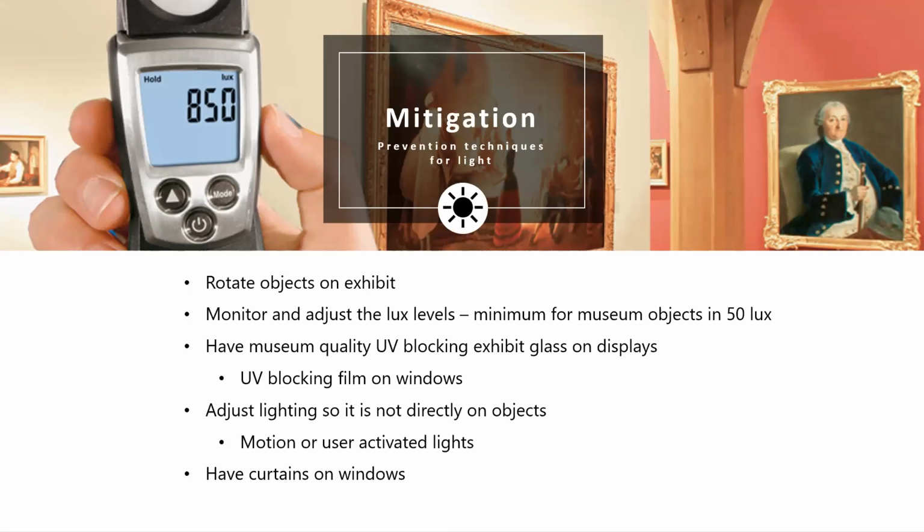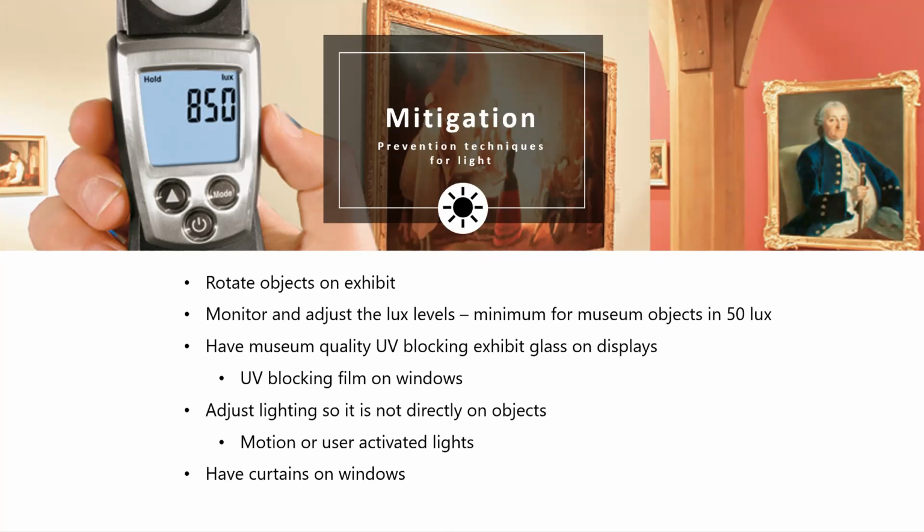You can also monitor and adjust the lux levels. Say the minimum for museum objects is 50 lux. That's about the minimum you can see the object without straining your eyes too badly. Have museum quality UV blocking exhibit glass on displays, or you can get UV blocking film on windows too. You can adjust the lighting so it's not directly on the objects, or use motion or user activated lights. I've seen those a lot, which is really cool. Or another example is to have curtains on your windows.